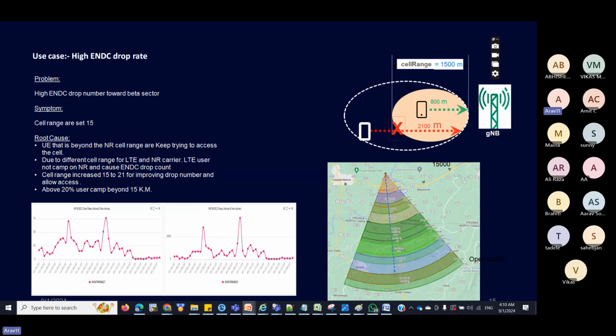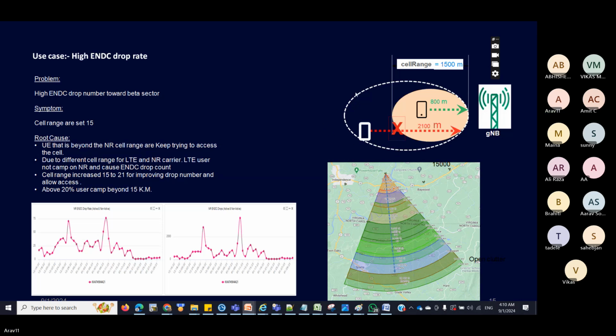After analyzing, it was found that there is a cell range mismatch. What is the cell range? Cell range is the parameter which tells you how far your site can shoot. So, guys, here you can see the root cause for this failure: the UE is beyond the NR cell range or keeps trying to access the cell.